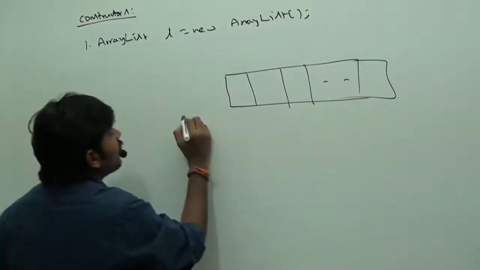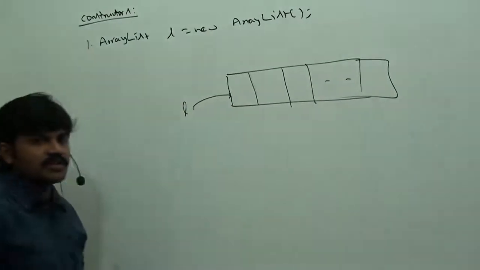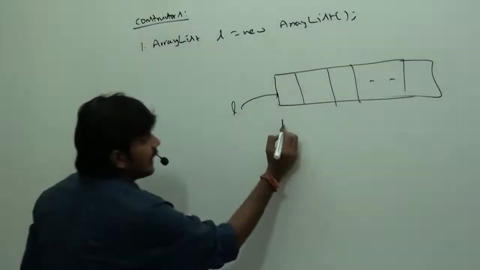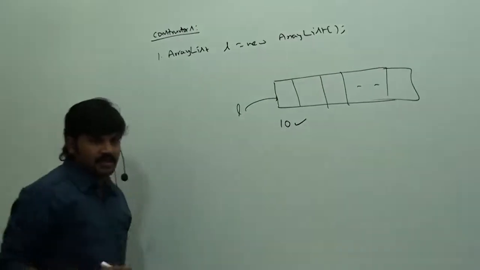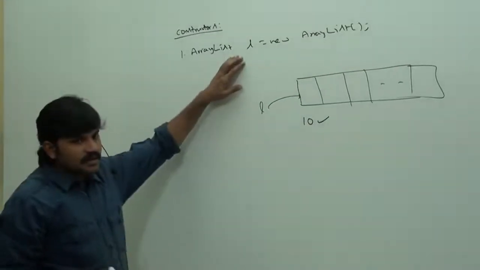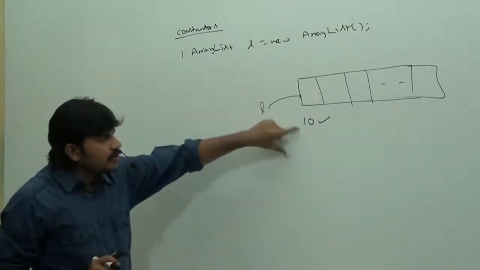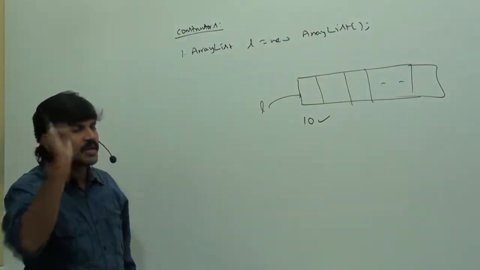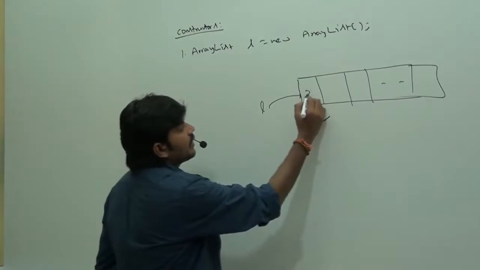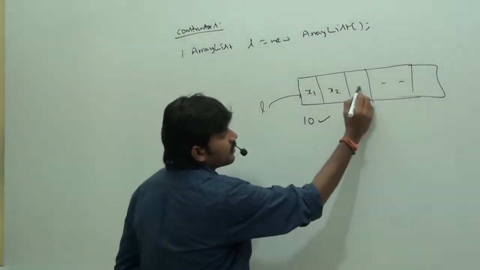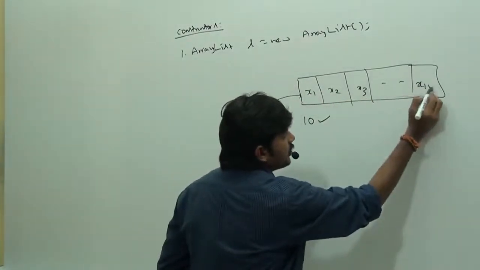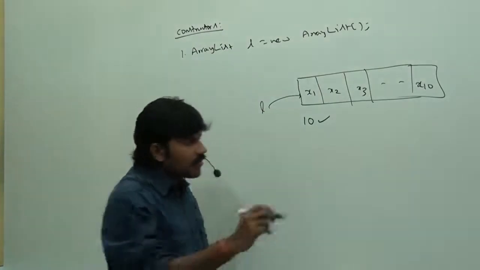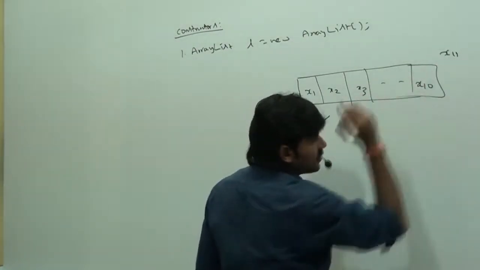The default initial capacity of this ArrayList is 10. So we are creating an empty ArrayList object with the default initial capacity 10. Then some clarity is required here. I added the first object, second object, third object, up to the 10th object also. Now I am trying to insert the 11th object.